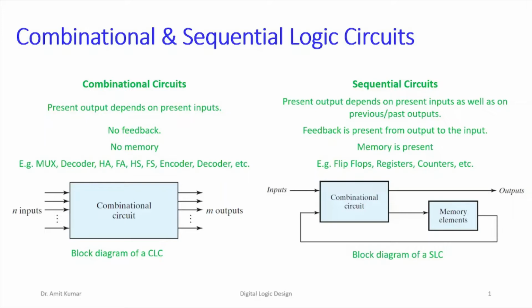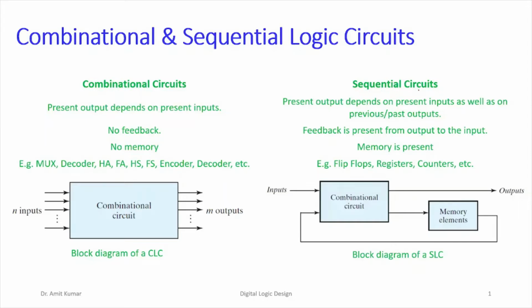So in this session we will discuss the difference between a combinational logic circuit and a sequential logic circuit, right? You see the difference between the two is listed in this particular table. In combinational circuits, the present output depends on the present inputs, right? What this actually means is that the value available at the output terminals depends on the current value of the inputs, right?